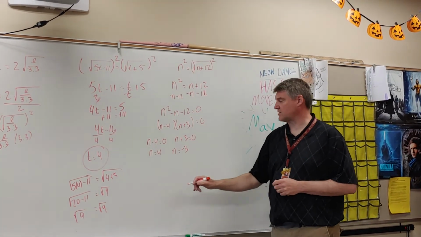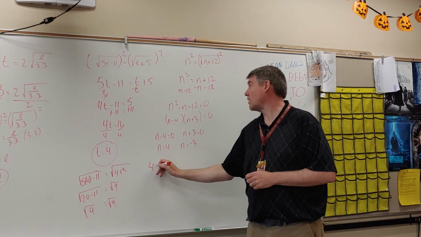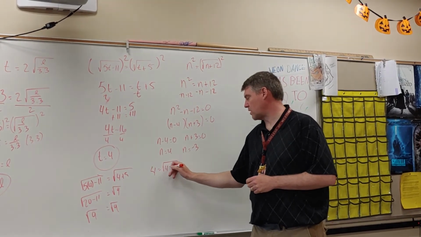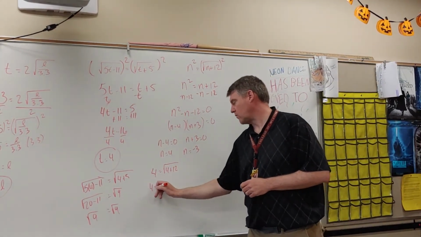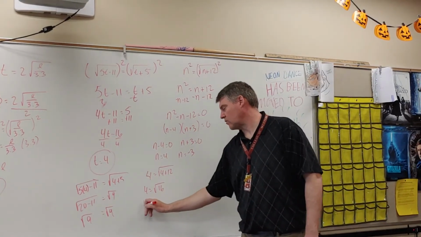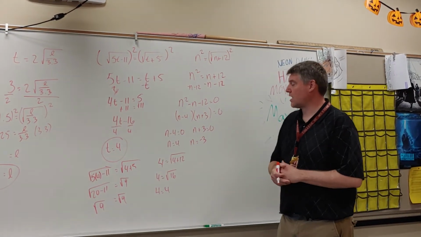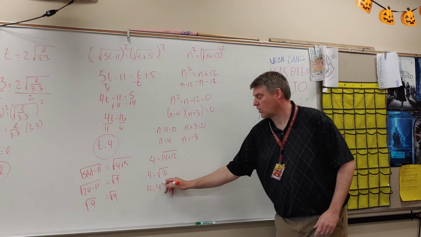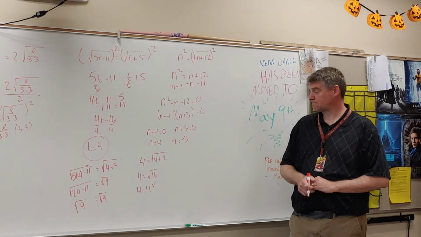So I'm going to start by testing 4. 4 equals the square root of 4 plus 12. 4 equals the square root of 16, or 4 equals 4. That actually works out, so I know 4 is one of my answers.